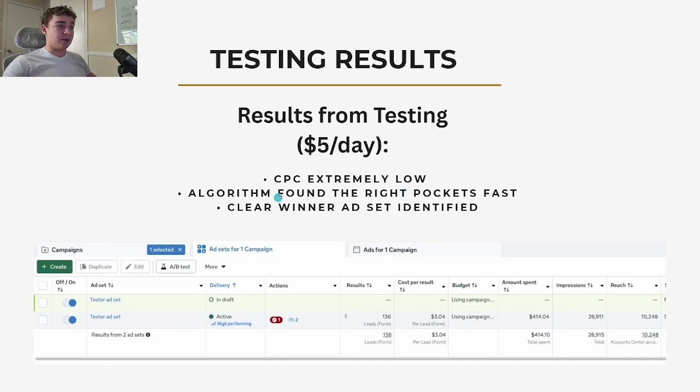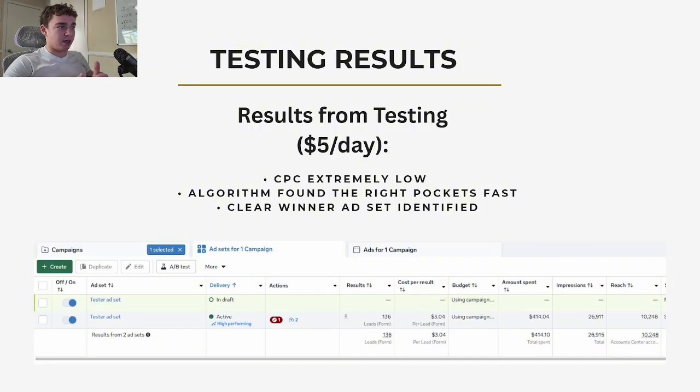The results from the testing campaign: the CPC was extremely low, as well as the cost per lead. The algorithm found the right pockets very, very quick, which means we had these ads. We tested at least 10 creatives. We tested actually 15. And it was very apparent which ones were winners because they got the most spend, they got the most leads, they had the lowest CPM, and they had the lowest cost per click.